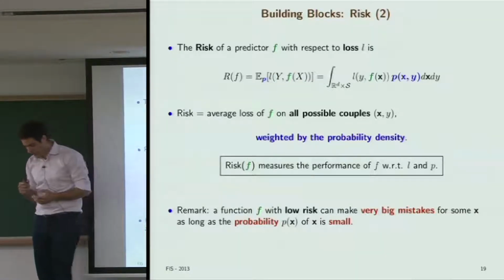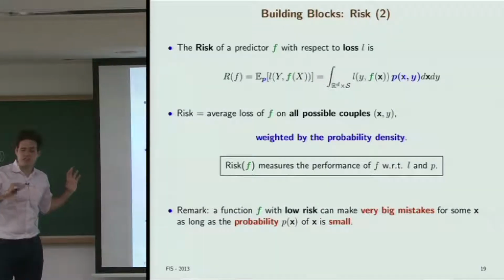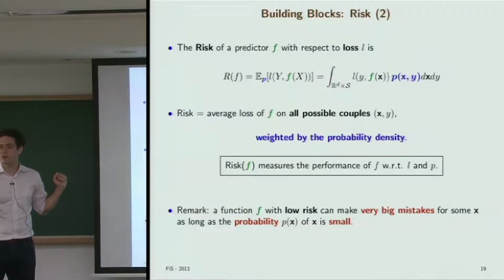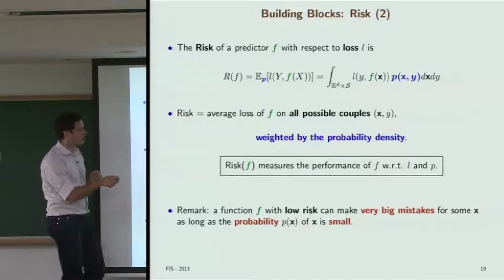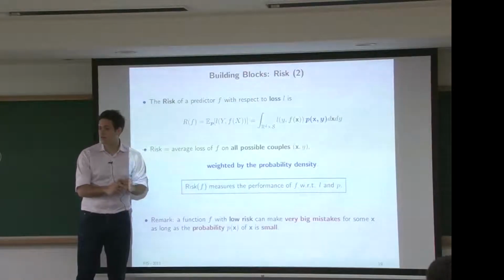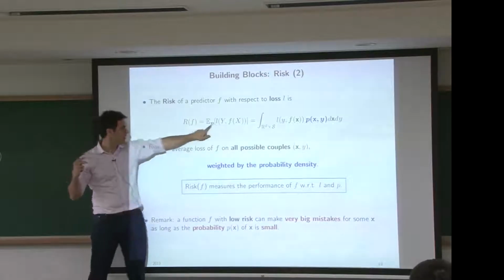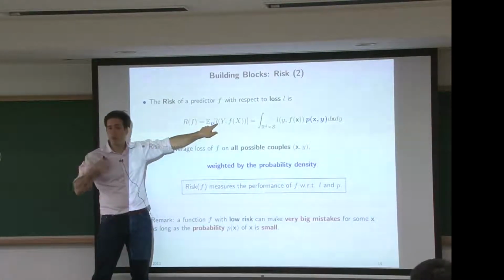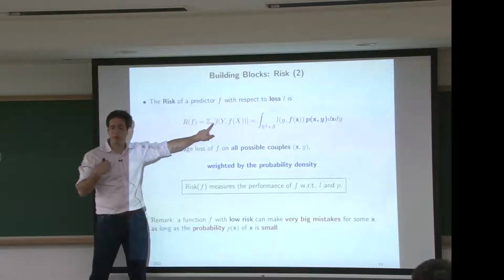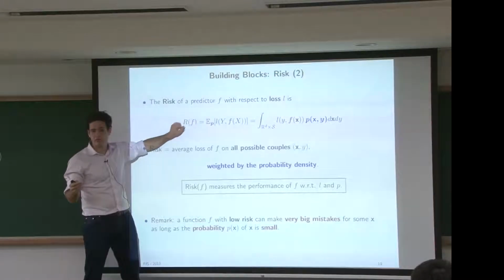So again, we will use risk as the standard to define whether a function, the predictor here, is good or not. Okay? And to define risk, we need to define a loss. So risk equals two things, probability and loss. Loss, we define ourselves. Probability, we assume that it exists. And this gives us the risk.